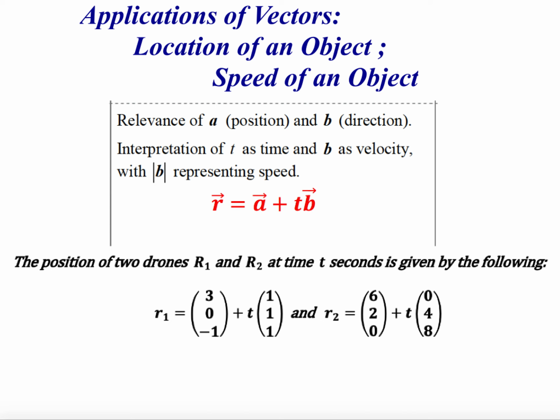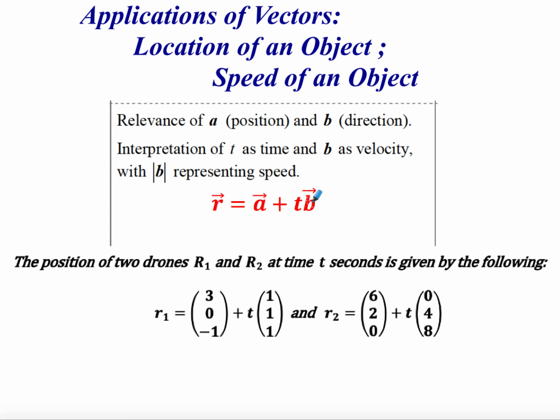Application of vectors is what this podcast is about. Basically dealing with the location of an object and the speed of an object. And what we have here is the familiar vector equation of a line, where this vector describes the position vector of any general point on the line. This would be the position vector of a known point on the line, and then some t parameter multiplying by, as it turns out, some direction vector.